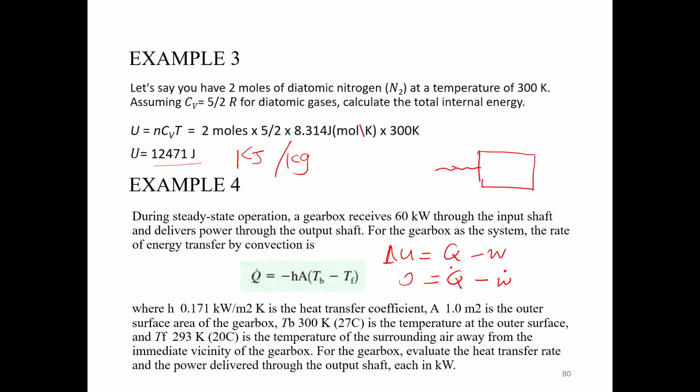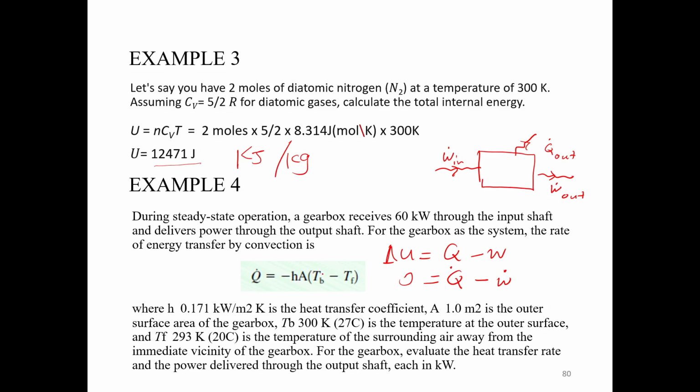So this is our gearbox. We have W dot in, and we have W dot out, and also we have Q dot out. So this is how the diagram should look, right? Then Q dot you can find using this equation.